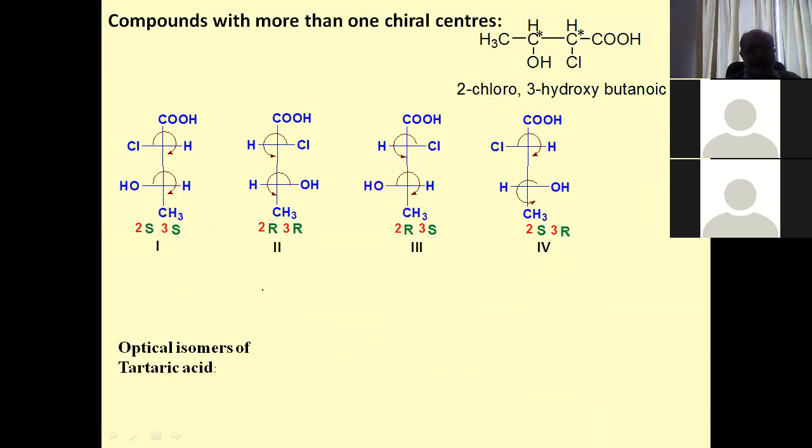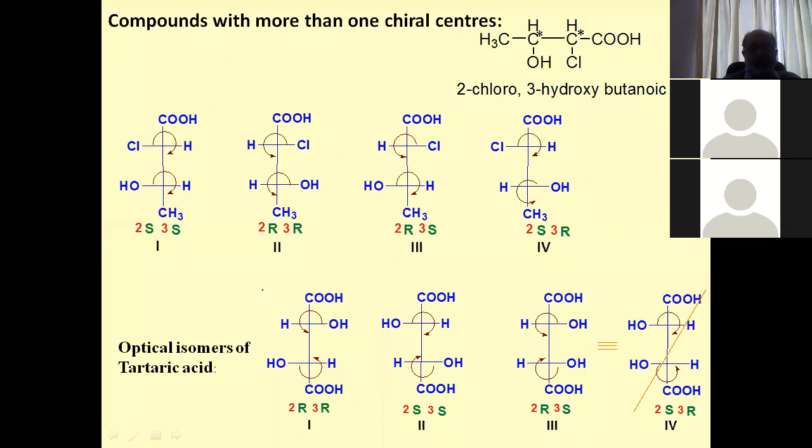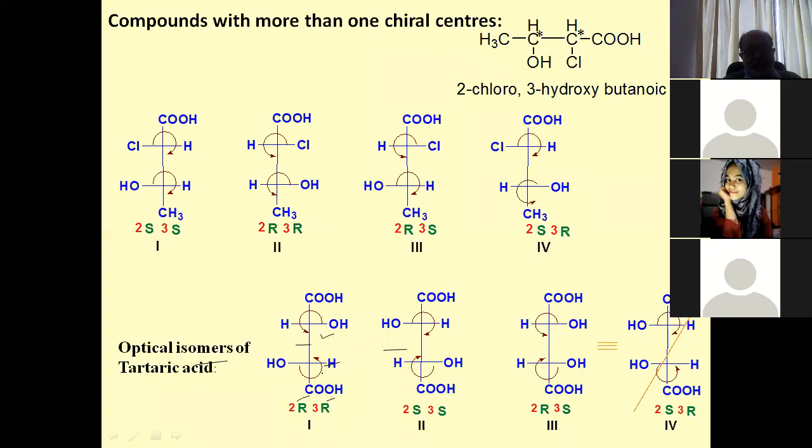Another, let us see, optical isomers of tartaric acid. Already we know the structure of tartaric acid. It is not going to be four isomers, it is going to be three, because this is a symmetrical molecule with an even number of stereocenters. Already we have examined those cases. So here it is 2R, 3R. This is 2S, 3S. And here it is going to be 2R, 3S, and here 2S, 3R. This one is the same as this one.